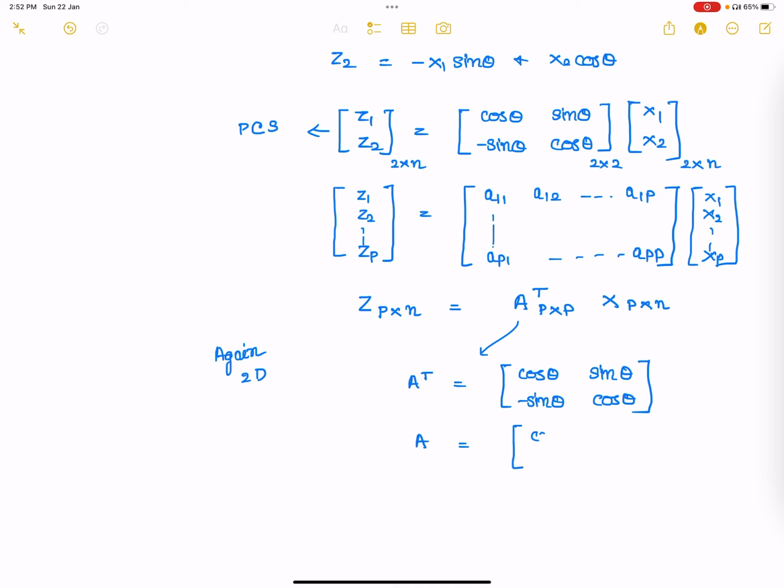And A will be therefore just changing the rows and columns. So cos theta, minus sine theta. This will be sine theta. This will be cos theta. Correct?